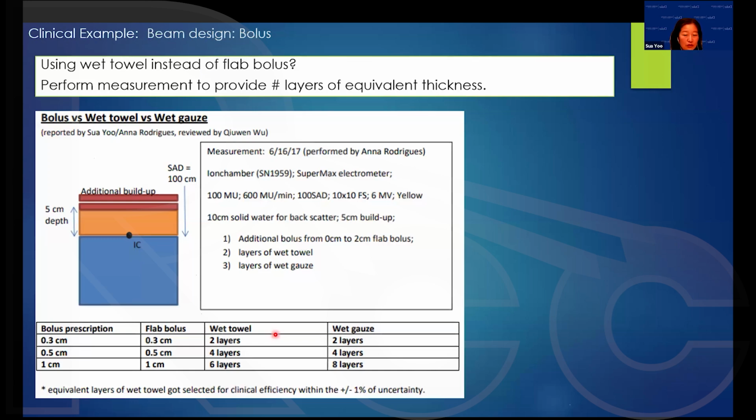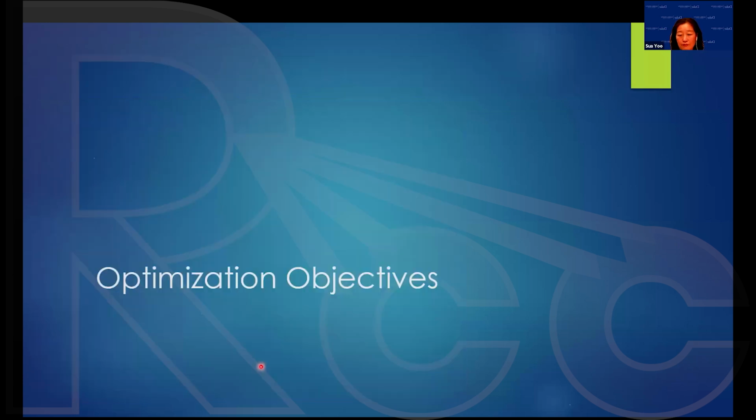So there is some uncertainty, some variables, but in rough estimation, a 3 millimeter bolus, if we put 2 layers of wet towel, it was pretty much equivalent. For 1 cm, it needed about 6 layers. So physicists provided this data to therapists.